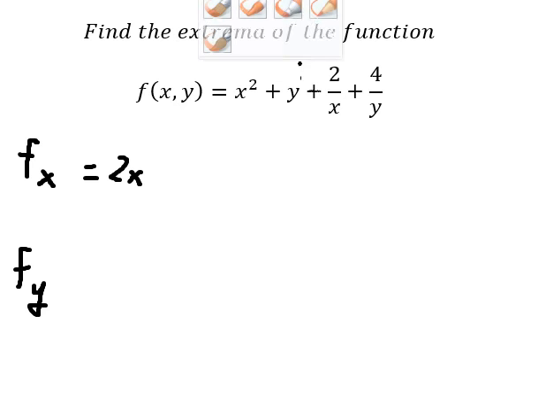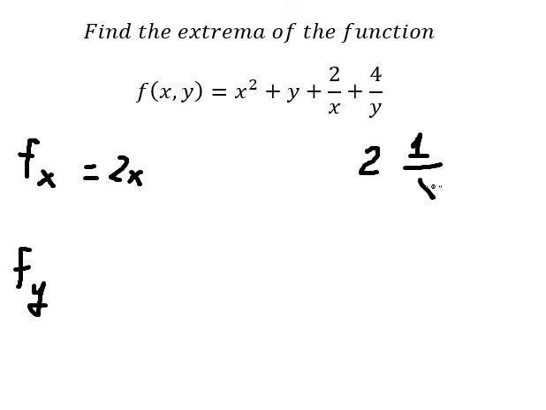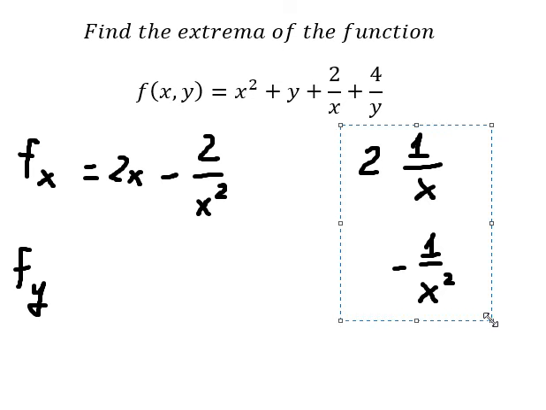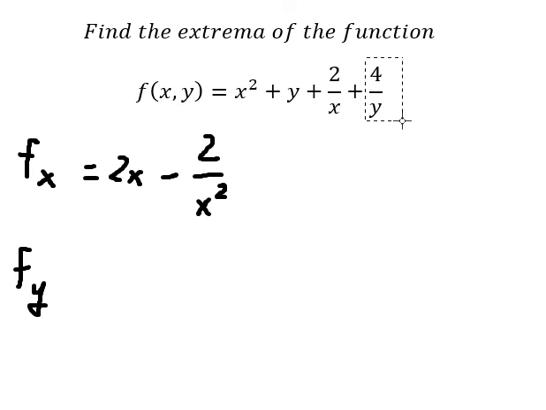This one we don't have x, so you get number 0. This one is about number 2 with 1 over x. The derivative of this one is negative 1 over x squared. So this one we have negative number 2 over x squared. This one we don't have x, so you get number 0.